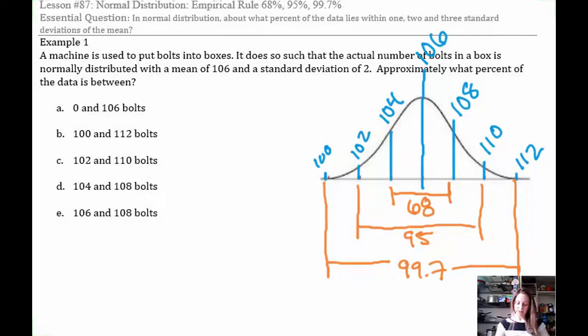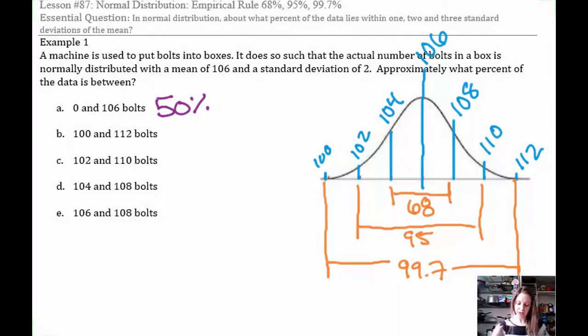Approximately what percent of the data is between 0 and 106 bolts? Well, 0 to 106, that's the minimum number of bolts that could be in a box. You can't go lower than that, to 106, which is the mean. And the mean is exactly halfway in a normally distributed data set. So 50% of the data lies between 0 and 106 bolts.